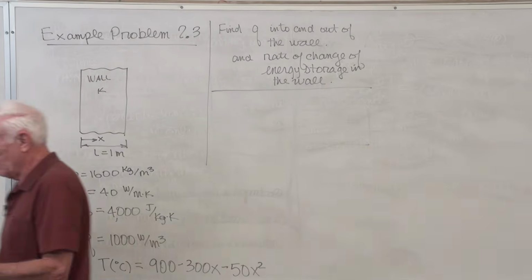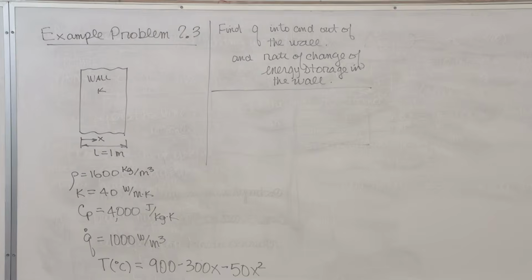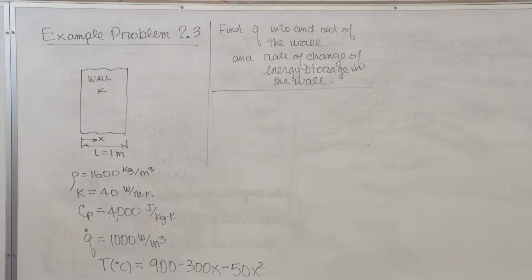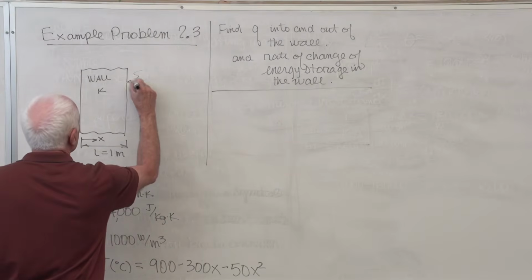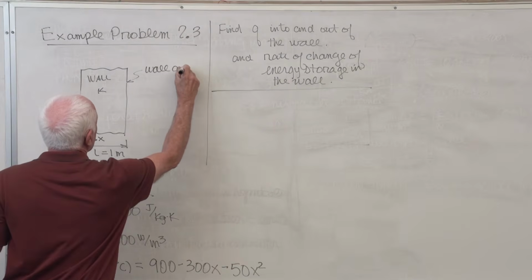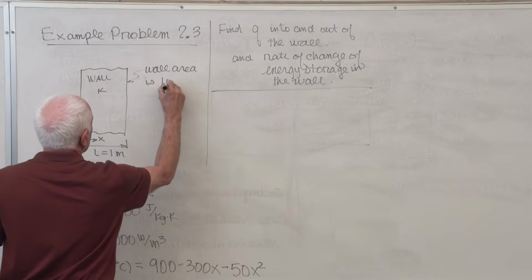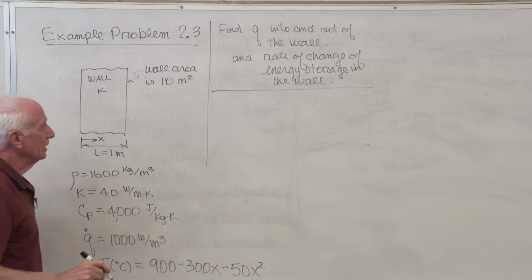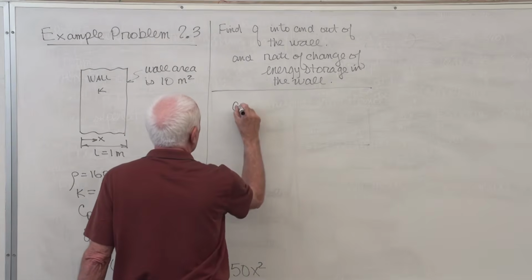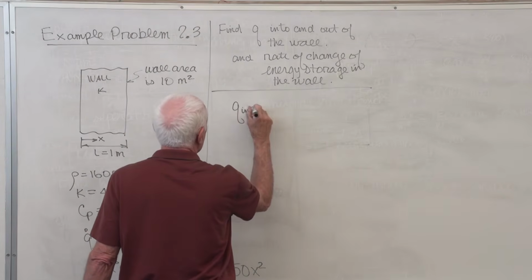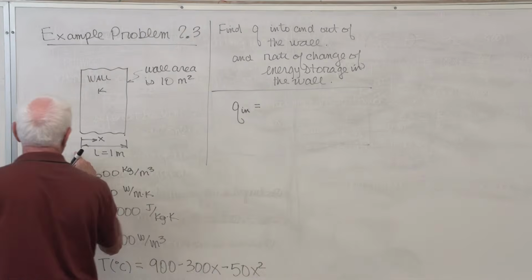Okay, so that's what we're given. Now, I think we also maybe know the area. Let me double check that. Yeah, the area is 10 square meters. Okay. Thickness is 1 meter. All right, so let's do part A. Q in the wall. We're going to assume that's x equals 0.